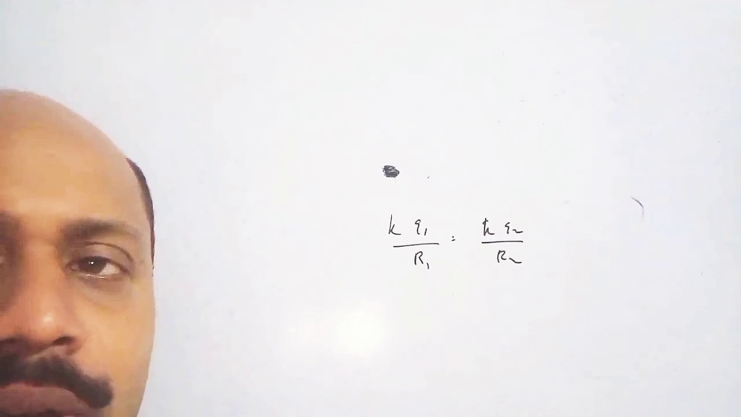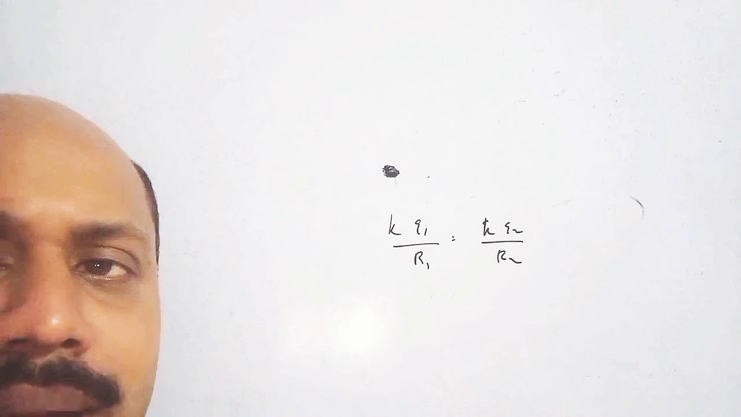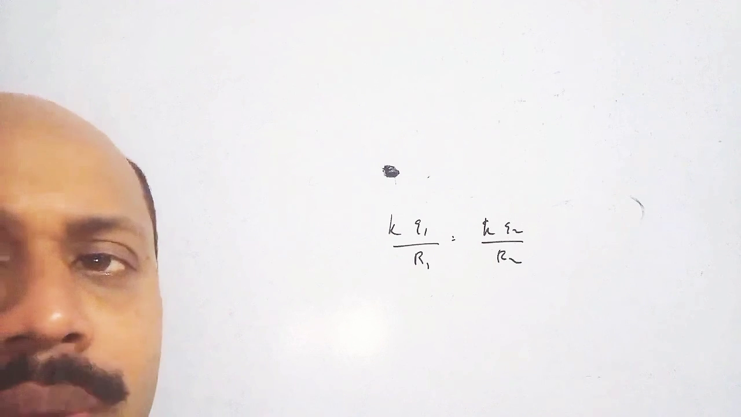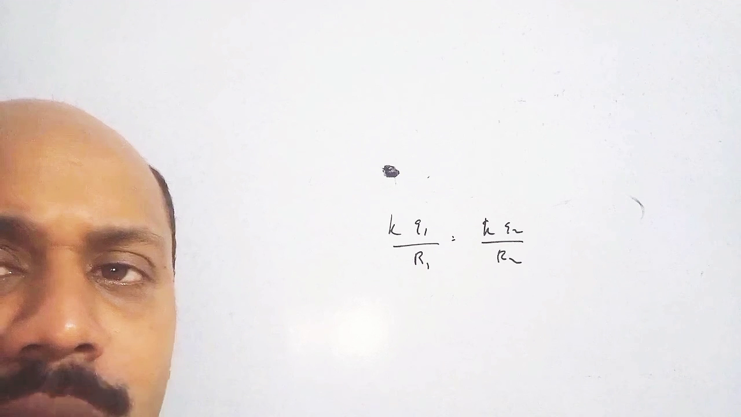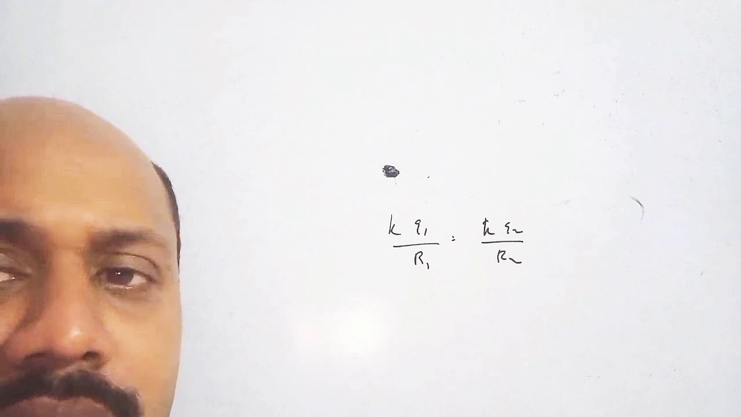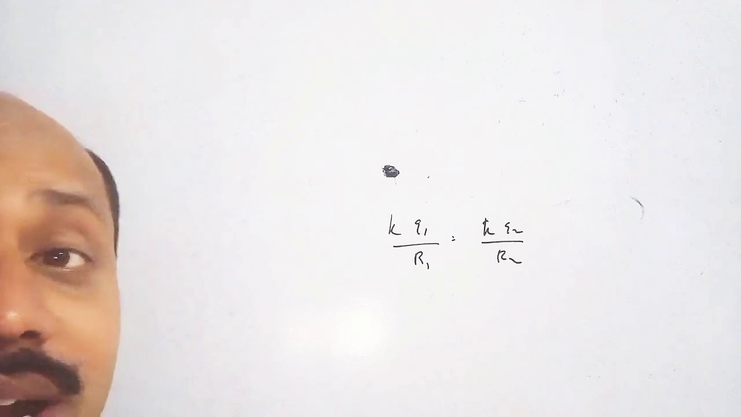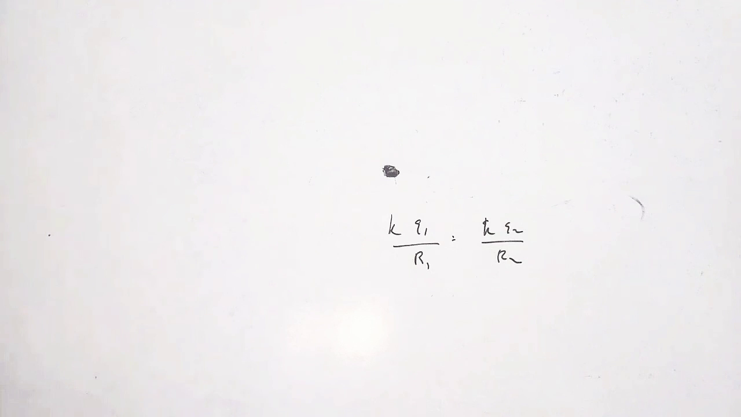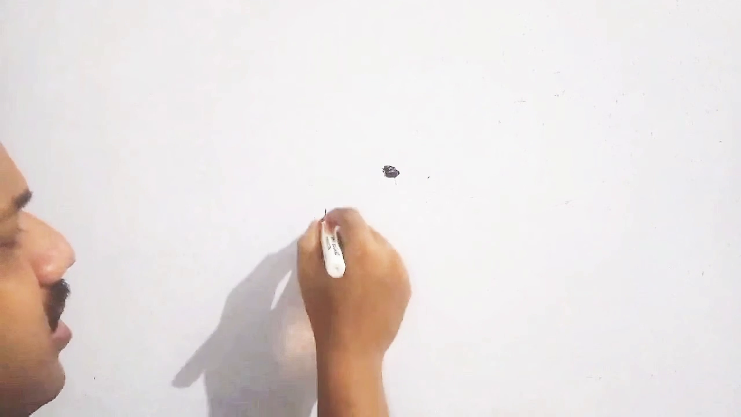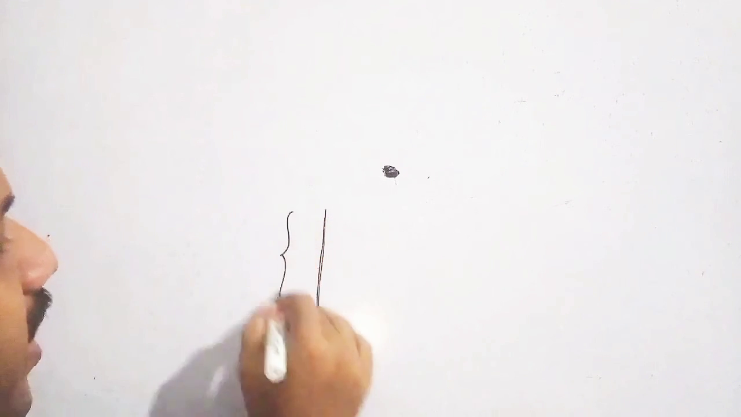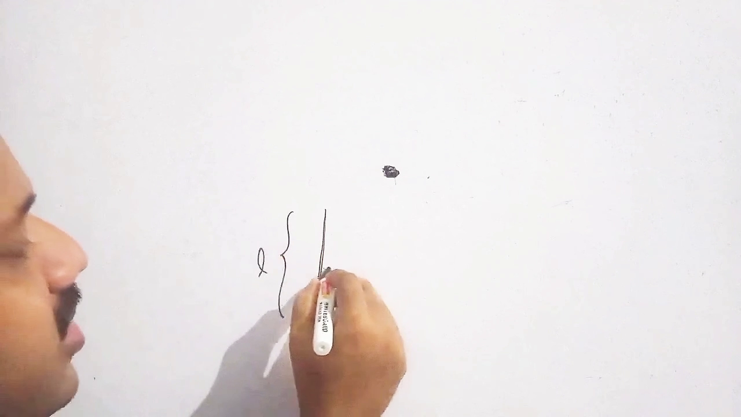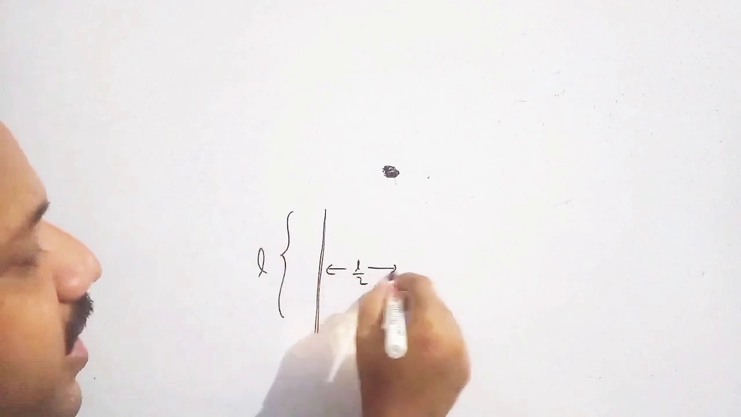10th question. Figure shows a square loop with side length A meter, resistance of wire ABC is R ohm, and that of ADC is 3R ohm. Magnetic field at the center of the loop is, right? Better to do it like this. First of all, what is the magnetic field due to a single straight wire of length L at a point having a distance L by 2 from the center?